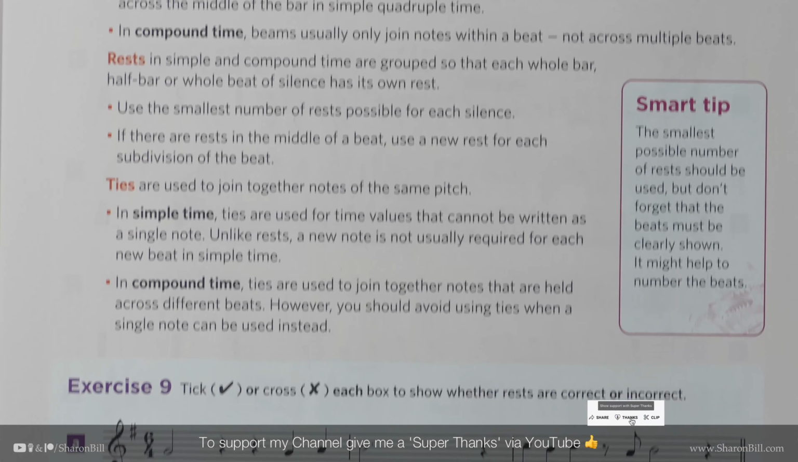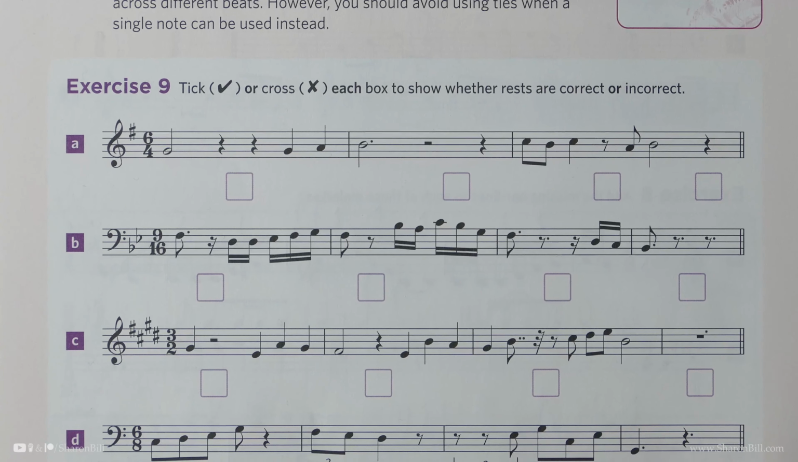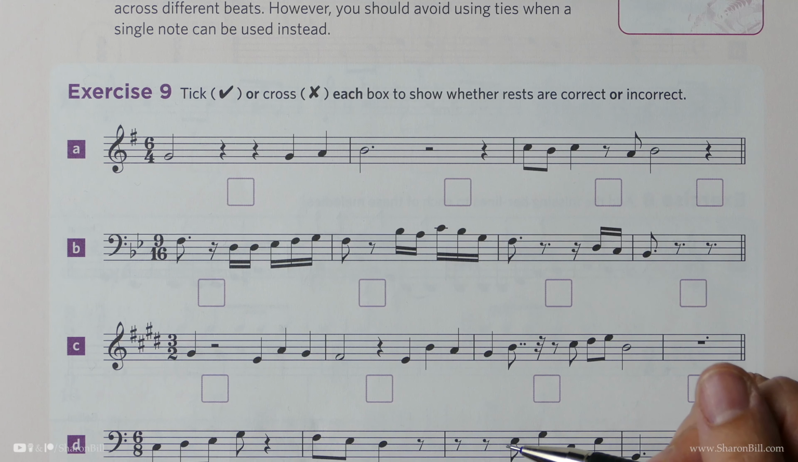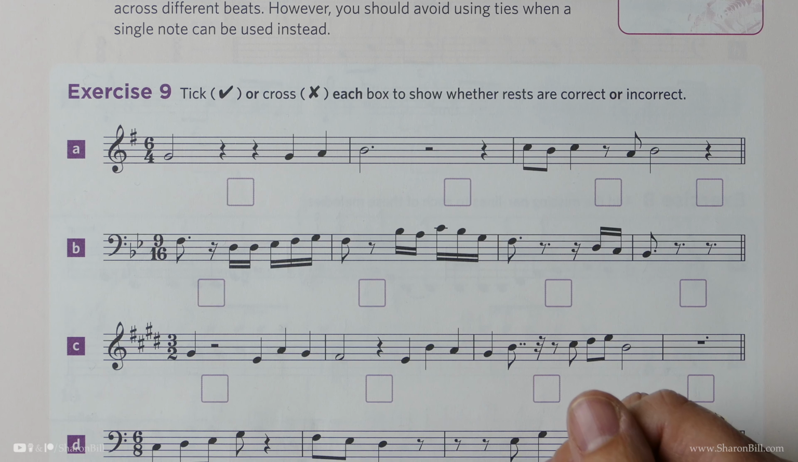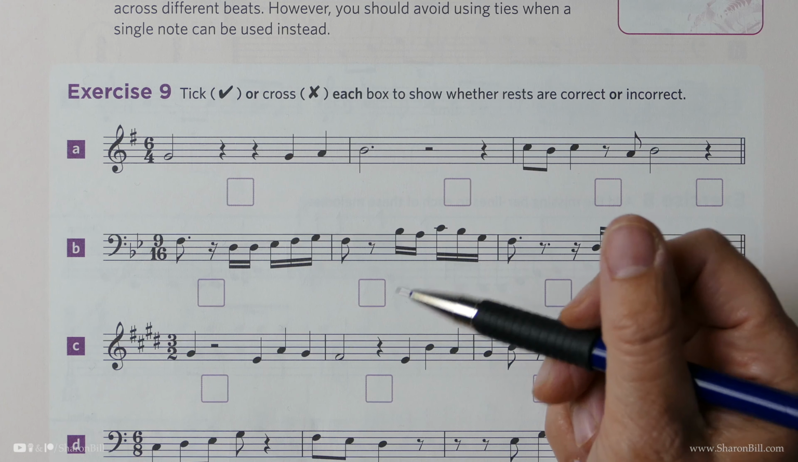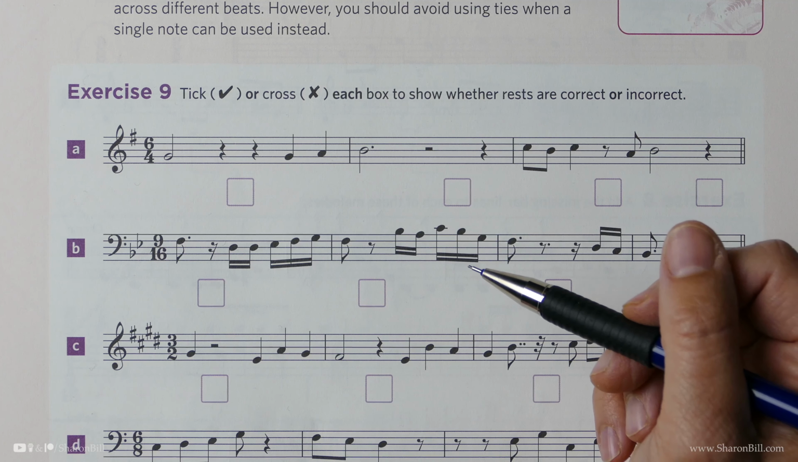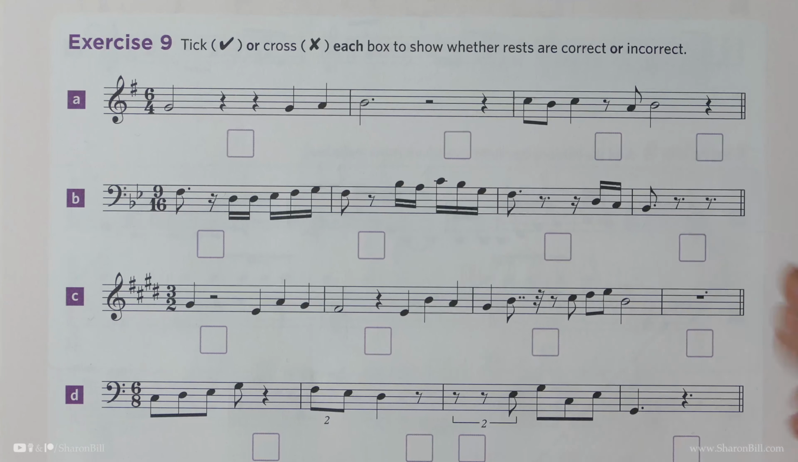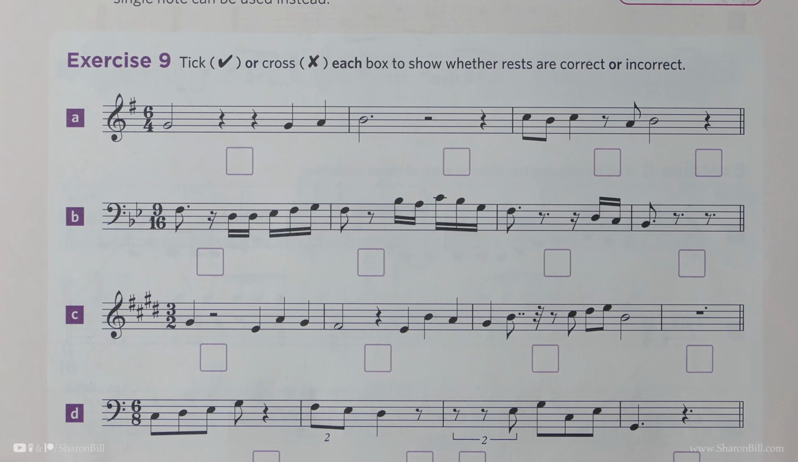So remembering that every new rest requires a new beat, we look at exercise 9 and we need to show clearly where each new beat starts. But we don't want to get bogged down in too many rests, so it's about making those judgment calls to show where each new beat starts, but then being as concise as we possibly can after that. Anything we can do to make it easier for the performer to read. So we need to show if these rests are correct or not.